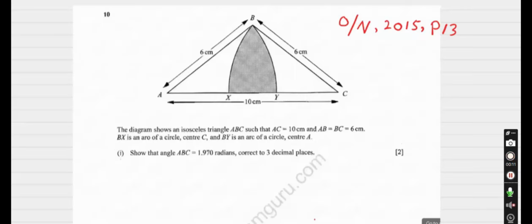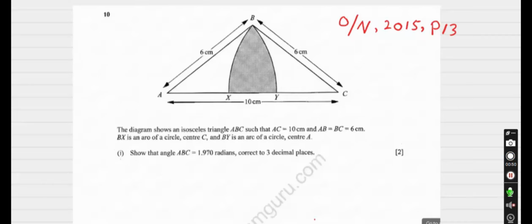Students, today we are going to do past papers of circular measure, question number 10. This question appeared in October-November 2015 paper 1-3. The diagram shows an isosceles triangle ABC such that AC is equal to 10 centimeters and AB is equal to BC is equal to 6 centimeters. BX is an arc of a circle center C and BY is an arc of a circle center A. Part 1: show that angle ABC is 1.970 radians, correct to 3 decimal places.